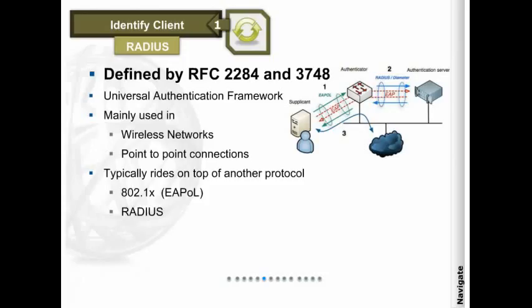EAP hides the details of the authentication scheme from those network elements that need not know. For example, in PPP, the client and the AAA server only need to know the EAP type, and the network access server does not.